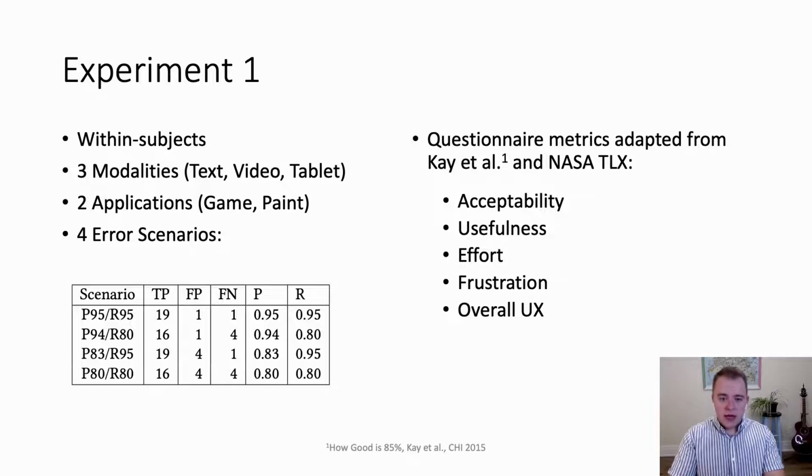So in our protocol, we had a within subject study where we tested 3 modalities on 2 applications with 4 different error scenarios. And so we collected Likert scale metrics by adapting K et al.'s 2015 CHI paper, How Good is 85%, and combined it with the NASA TLX to really understand the user experience of seeing errors. And we really wanted to understand the acceptability, the usefulness, the effort, and frustration and overall user experience when the users saw each error distribution in each app on each modality.